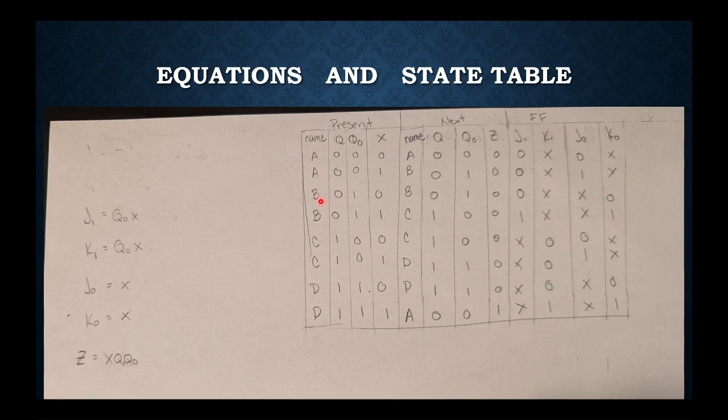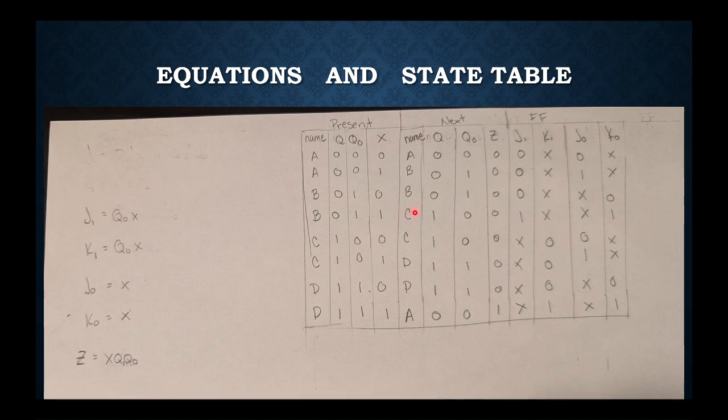So we have the names. We have AA, BB, CC, DD. And that was in our present state. We saw that it went from A to D in a way. So we have 0, 0. And this first part is like a truth table. And then we can derive from there. So 0, 0 becomes A. And A with an input goes to B. B with a 0 input stayed at B. And then B with a 1 input went to C.